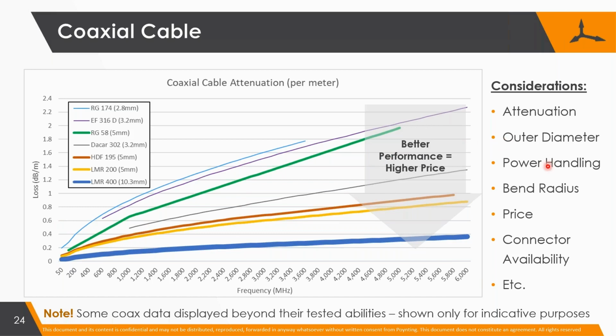So power handling, the thicker ones if you've got high power transmitters, but often not the case in cellular and Wi-Fi cases. Bend radius is important, and it is defined for each cable. Typically, the thinner ones you can bend sharper than the fatter ones, which is useful in an enclosure where you only need a small bit of cable. Price, and then an important one, connector availability. Not all cables can connect to all connectors.